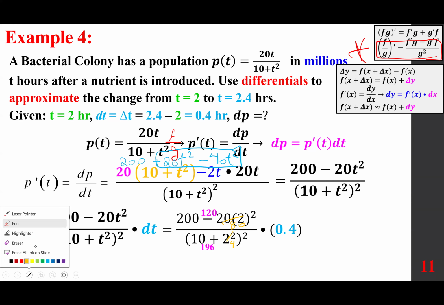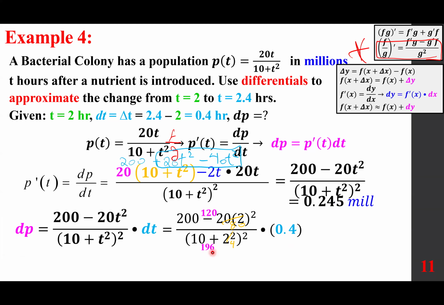120 times 0.4 is just 48, divided by 196 is 0.245 millions of bacteria, which means 245,000.